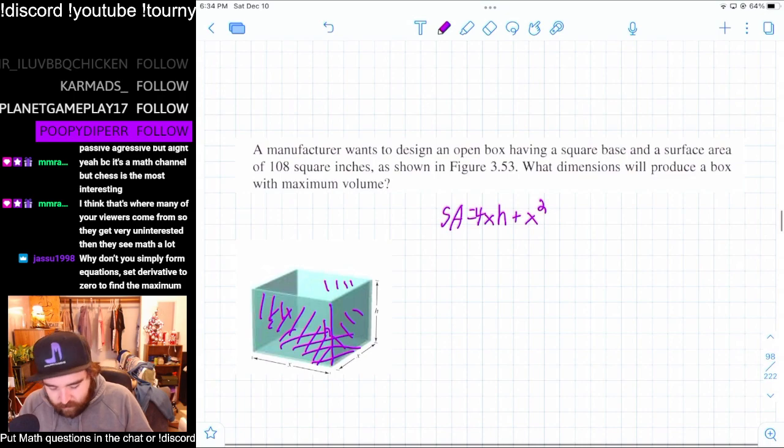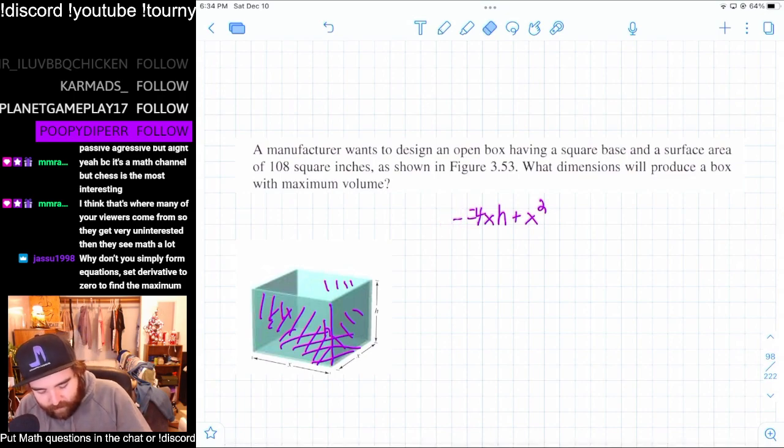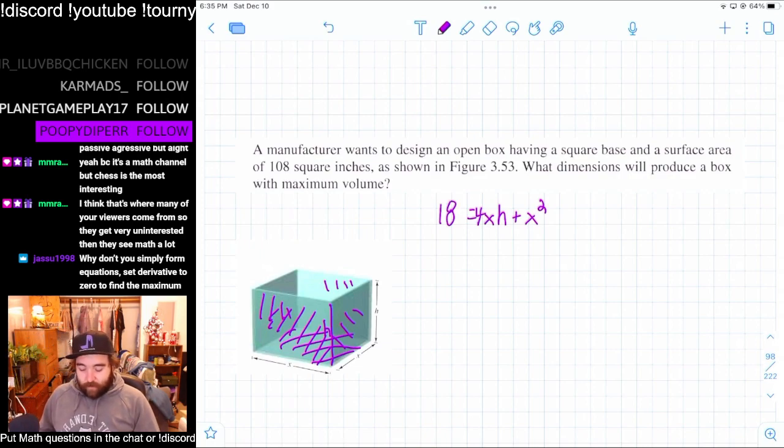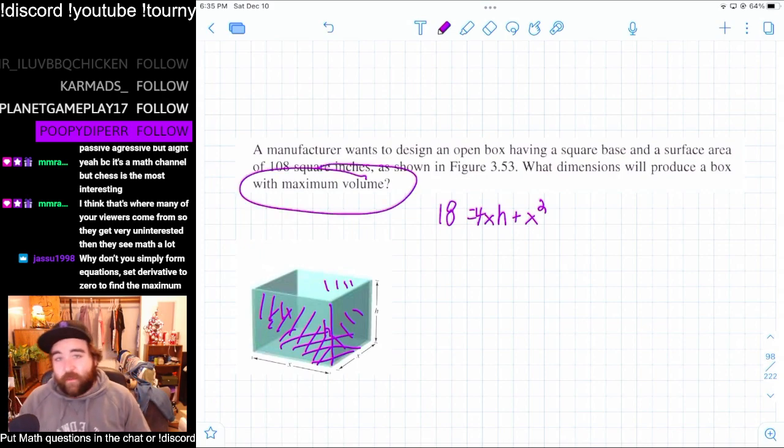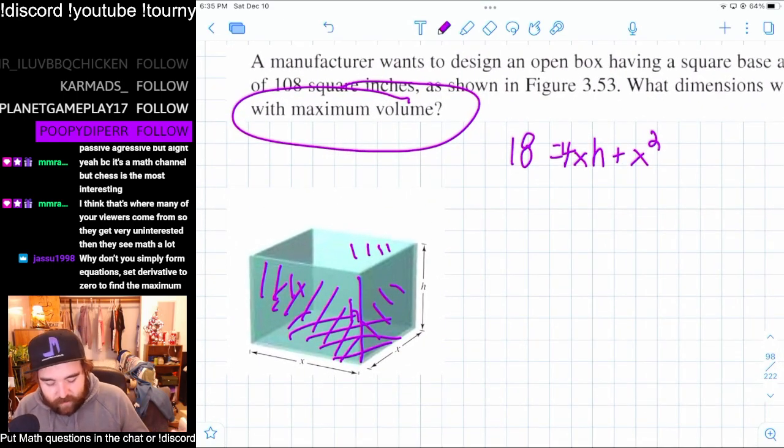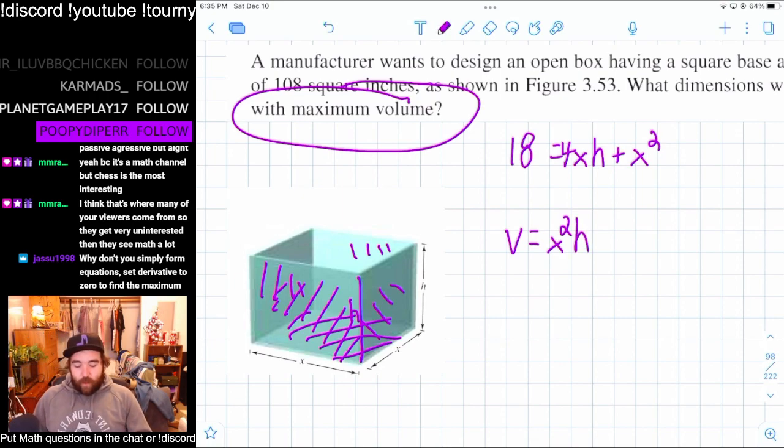And what is the surface area? The surface area is 108. They actually tell us that. So I didn't even need to put SA there. 108 equals that. Awesome. That's going to be useful. So now, what is it that we're actually talking about here? The volume. We want to maximize the volume. So let's write an equation for the volume. What's the volume of this thing? Well, it's base times width times height, or length times width times height. So X times X times H. So the volume is X squared H.